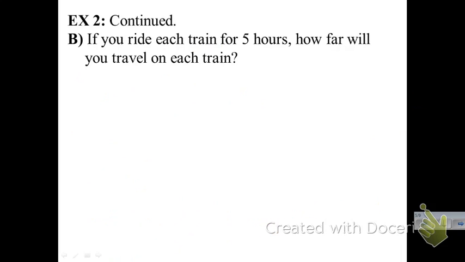Okay, so our last question says if you ride each train for 5 hours, how far will you travel? So for our Japanese, or let's start with our Japanese train. Remember that our equation was m equals 140h. So we're going to replace our h with 5.